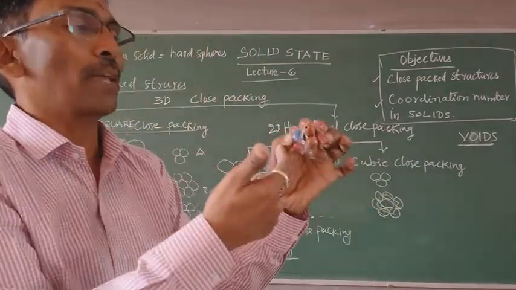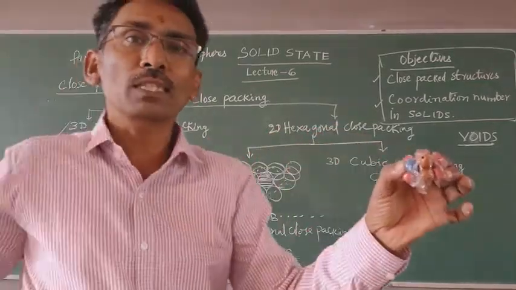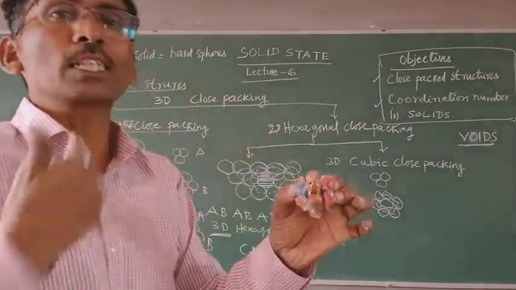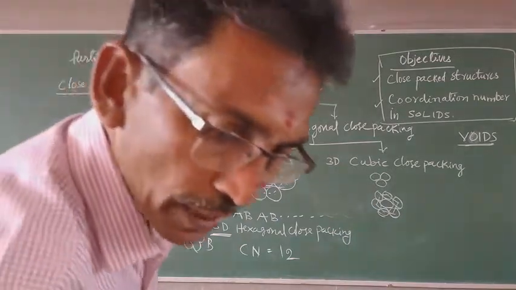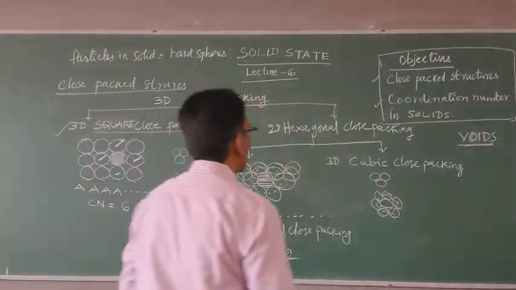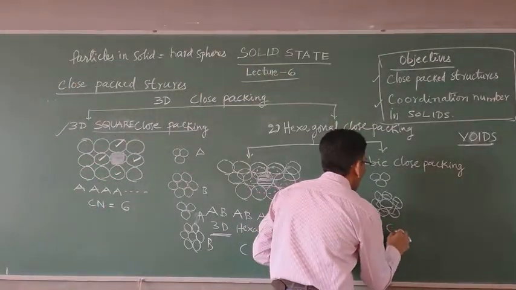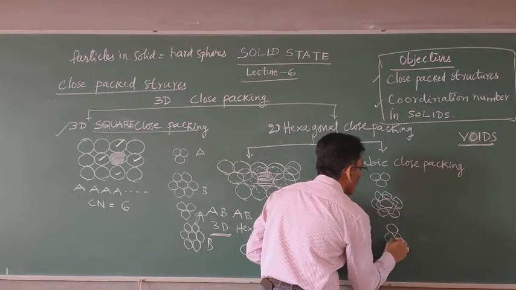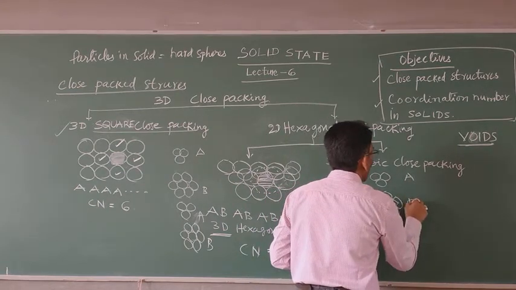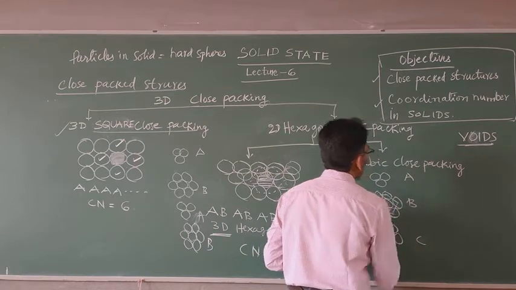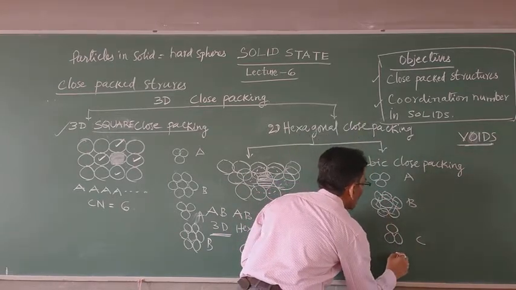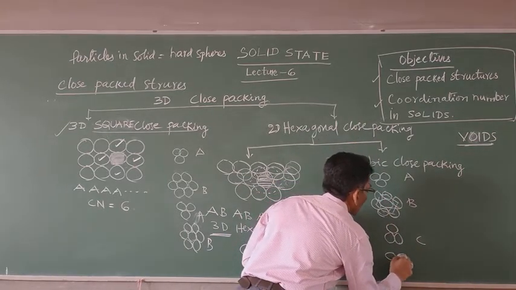Fourth layer in the same way. Fifth, sixth, and so on. Fifth is with the second one, sixth is with the third one. So this type of arrangement is called A, B, C, A, B, C, A, B, C. Here, one particle top, two particles bottom, and this is A, B, C. Now A, how is A? A is like this.